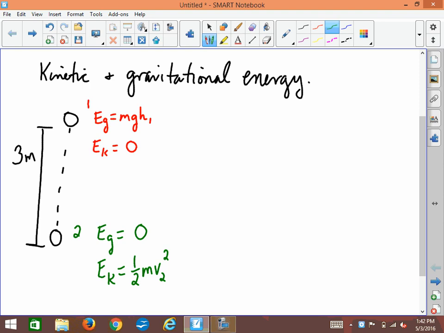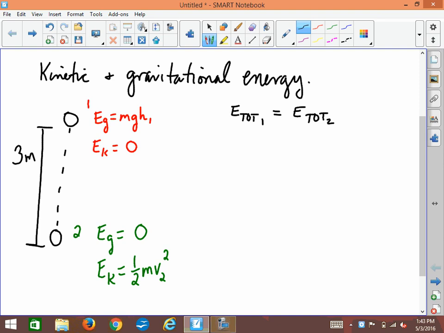So let's see if we can describe that like this. Let's say that the total energy at position 1 is equal to the total energy at position 2. This is the law of conservation of energy in short form. They have to have the same amount of energy.